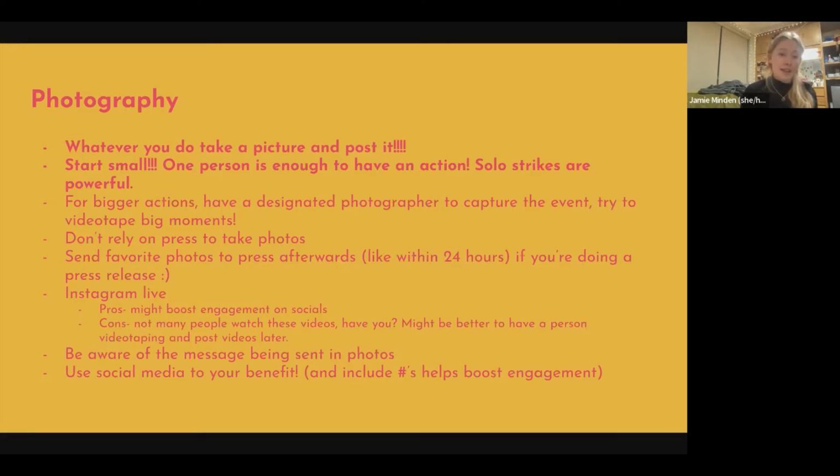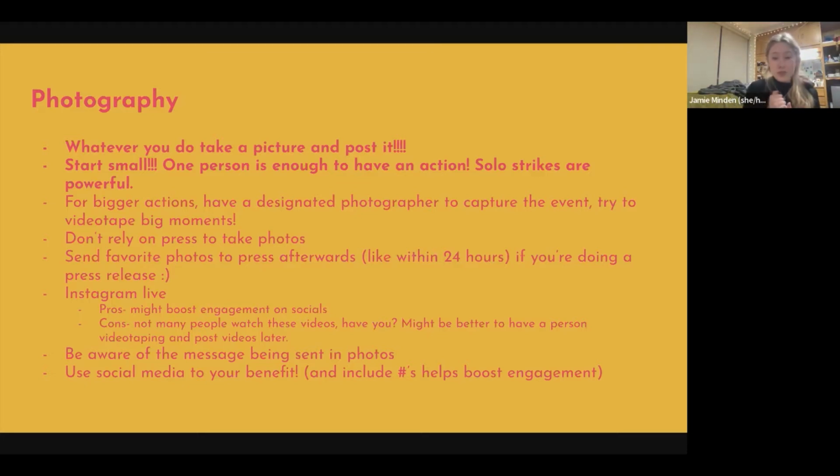Definitely don't rely on press to take photos. I think that was my mistake at one of my first actions. We were like, oh, the press will be there. And they were, but they did not take all the photos we wanted them to. We didn't have photos afterwards. It was hard to coordinate.